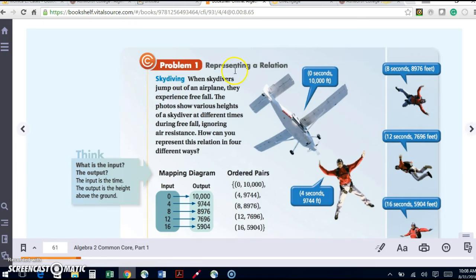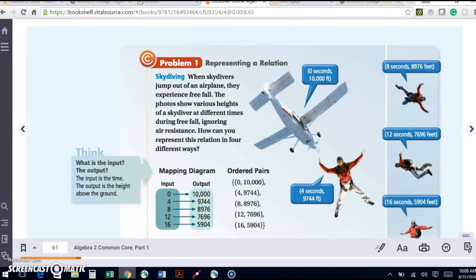We have problem 1, representing a relation. Skydiving. When skydivers jump out of an airplane, they experience free fall. The photos show various heights of a skydiver at different times during free fall, ignoring air resistance. How can you represent this relation in 4 different ways? Here is 0 seconds, 10,000 feet, 4 seconds, 9,744 feet, 8 seconds, 8,976 feet, 12 seconds, 7,696 feet, and 16 seconds, 5,904 feet.